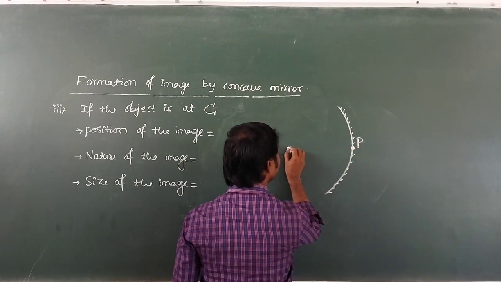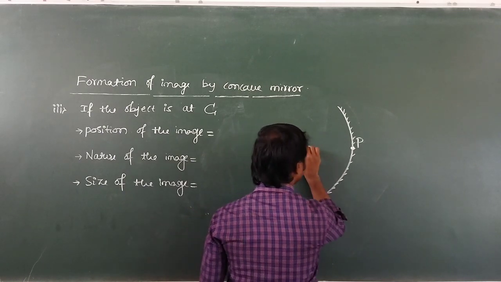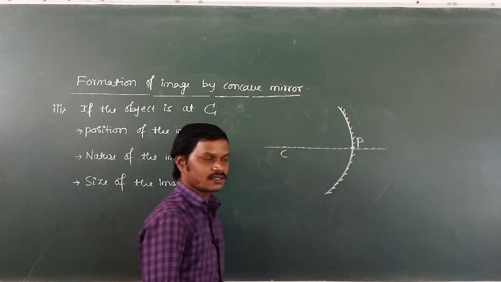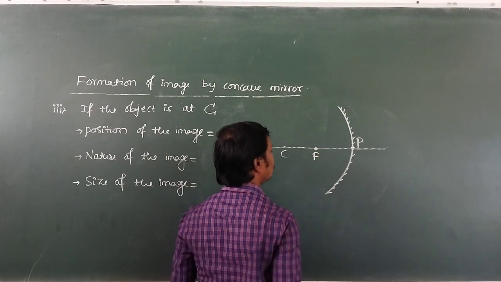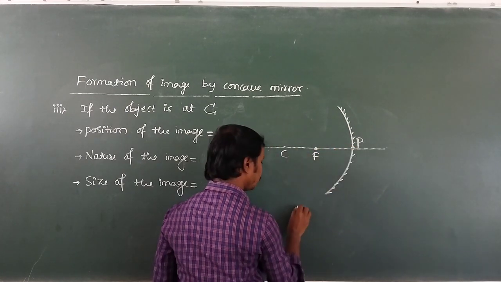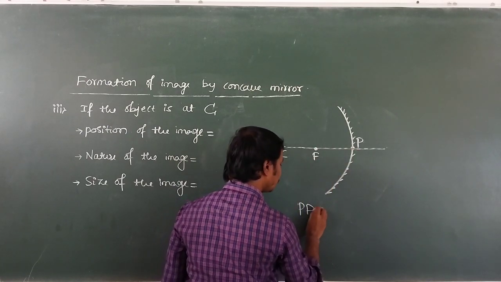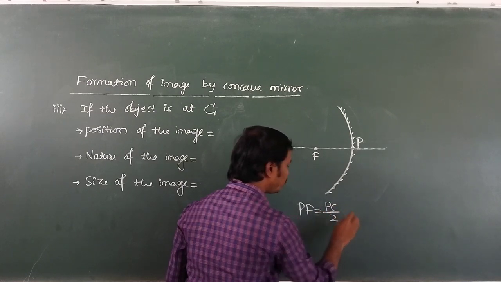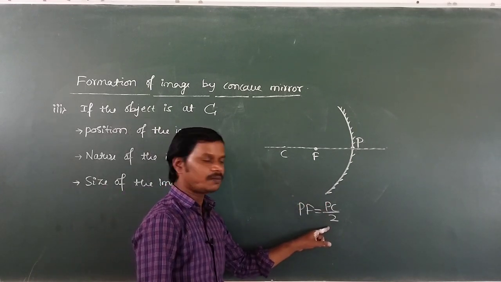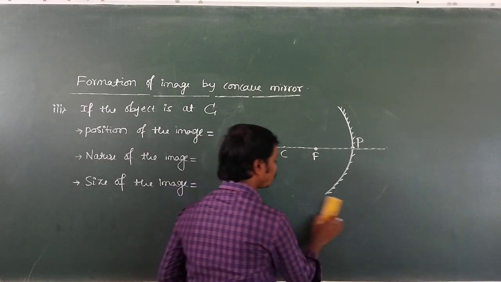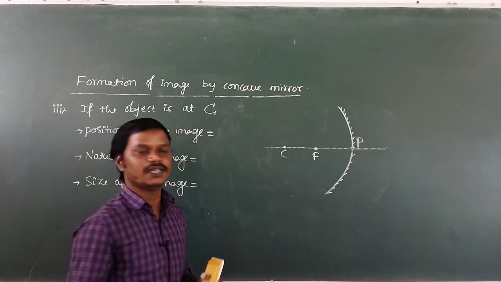Pole of the mirror, let us take it is center of curvature, and the line passing through the center of curvature and pole, that is called principal axis. This line is called principal axis, and it is focus. Then PF is half of PC. PF means focal length is half of PC. PC means radius of curvature. Half of radius of curvature, because the focal length is equal to 1 by 2 times of the radius of curvature. Now where is the object? Take the accurate measurements to get the correct position of the image.